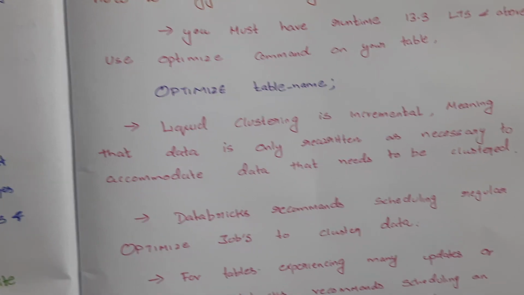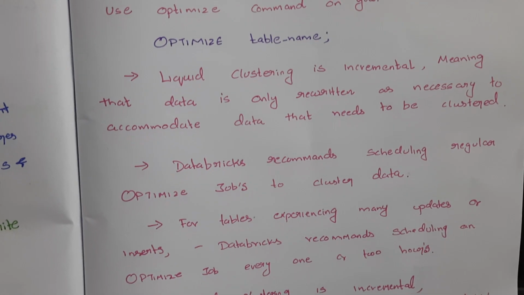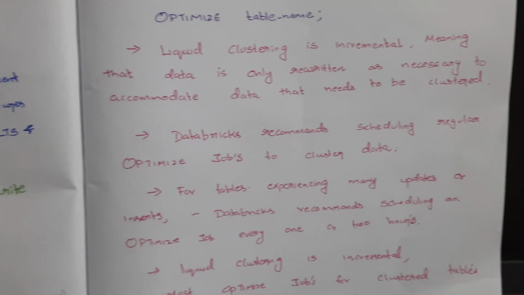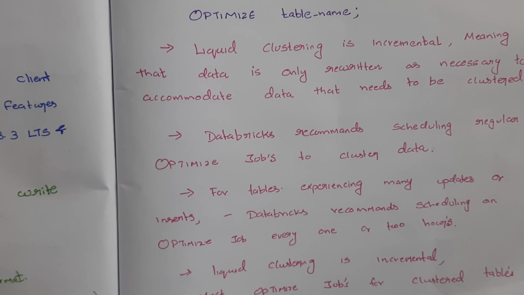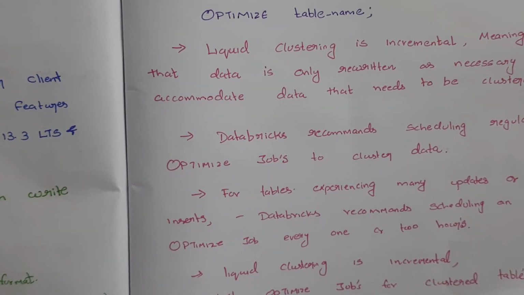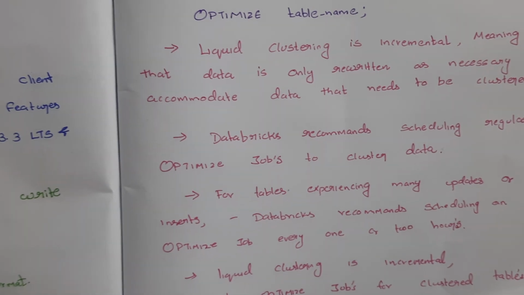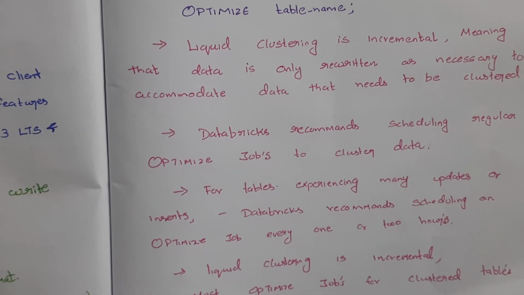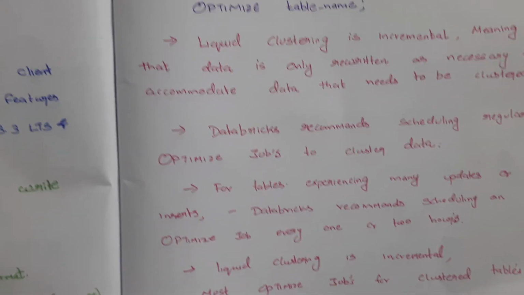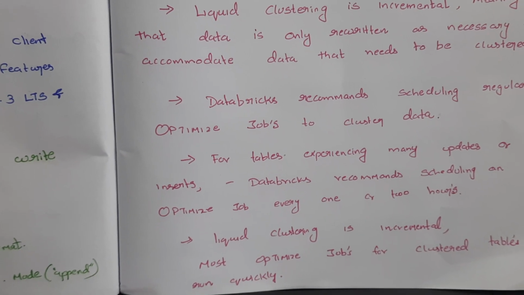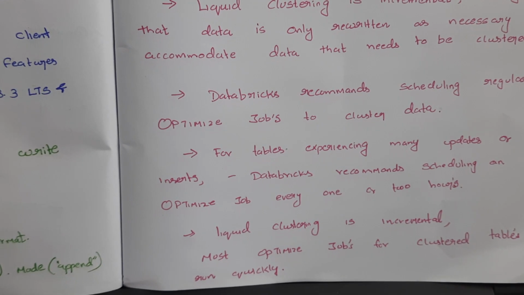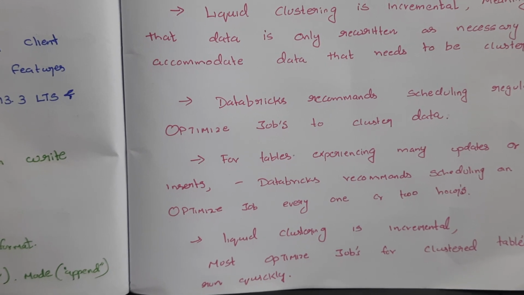So it starts the clustering from there, and it will be much faster compared to normal optimizing of the table. Databricks recommends scheduling regular OPTIMIZE jobs to cluster the data. For tables experiencing many updates and inserts in a very frequent manner, like near real time data loading into the table, Databricks recommends scheduling the OPTIMIZE jobs every 1 or 2 hours. Since liquid clustering is incremental, most OPTIMIZE jobs for clustered tables run quickly, as I said earlier; it won't take more time.